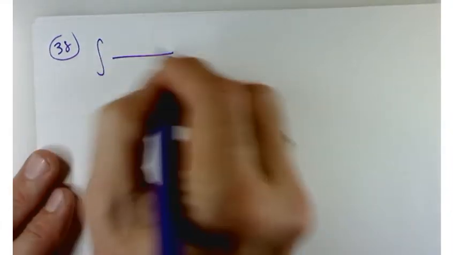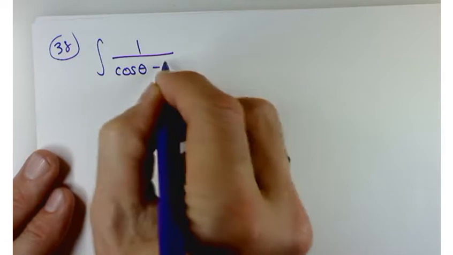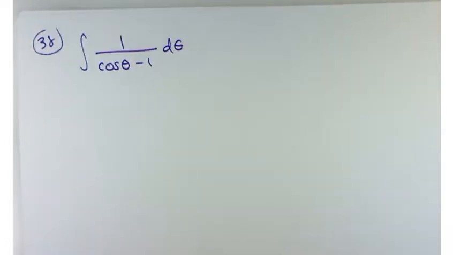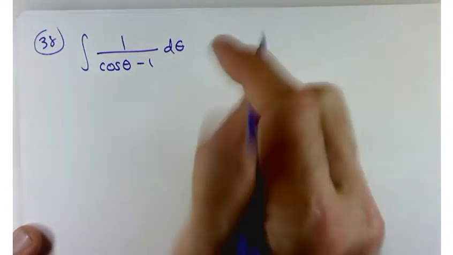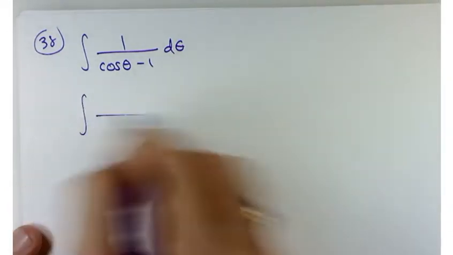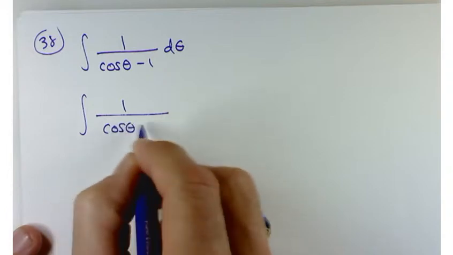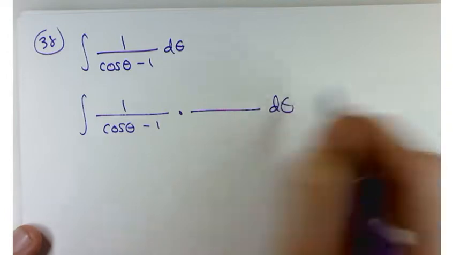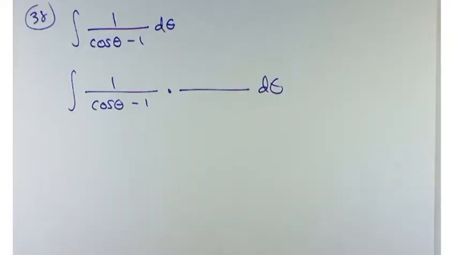Problem 38. Let's step over to trigonometric functions for a moment. The integral of 1 over cosine of theta minus 1 d theta. It looks a little dicey, so let me give you a hint. We're going to rearrange our integral by multiplying by 1. But you can't just choose any form of 1.